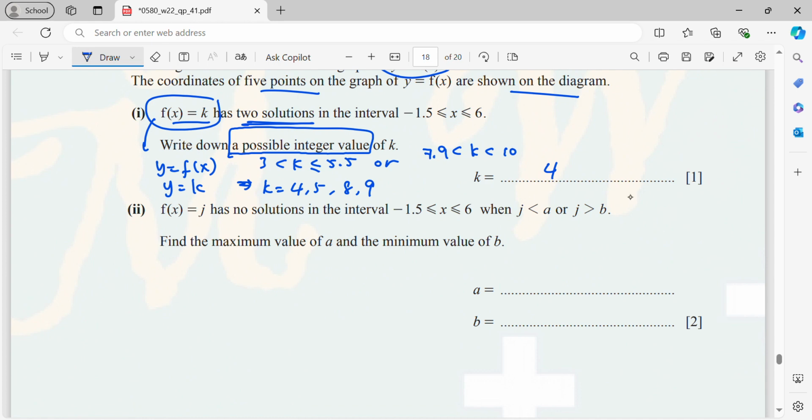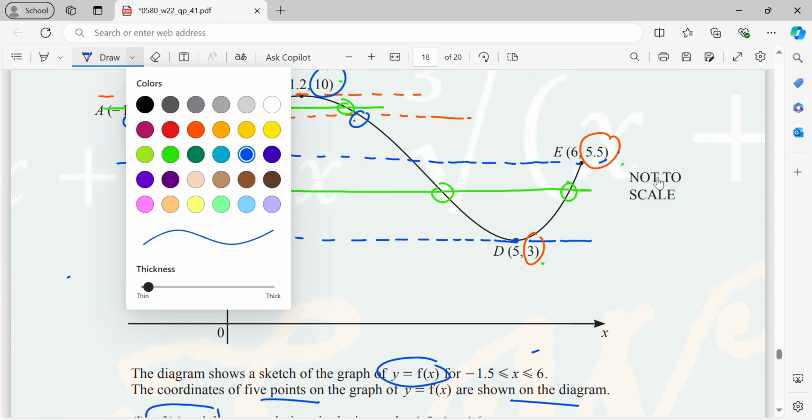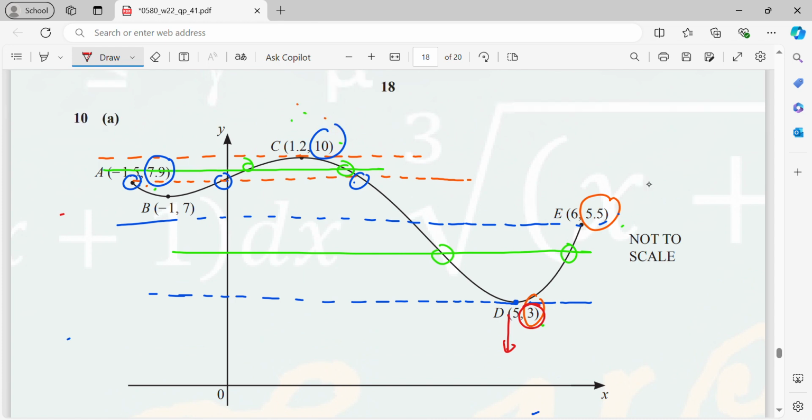Now part 2, f(x) equals j has no solution in the interval x between minus 1.5 and 6, where j is less than a, j more than b. Find the maximum a and minimum b. No solutions means that you will not get any intersection points. So beyond the 3 and also greater than 10. So less than 3, greater than 10.